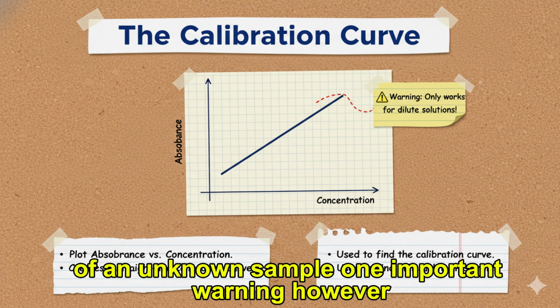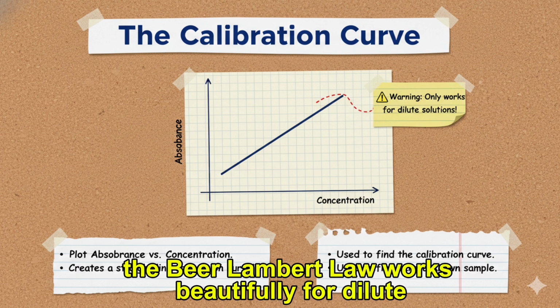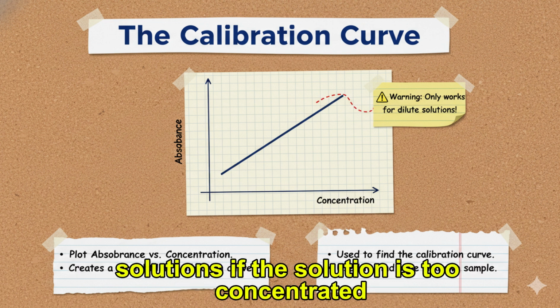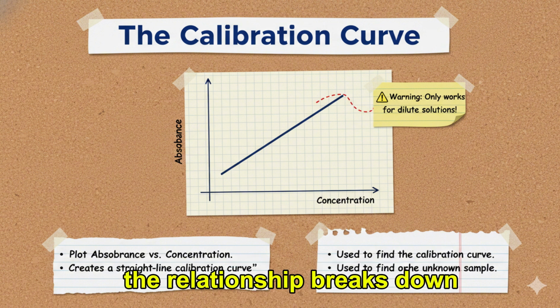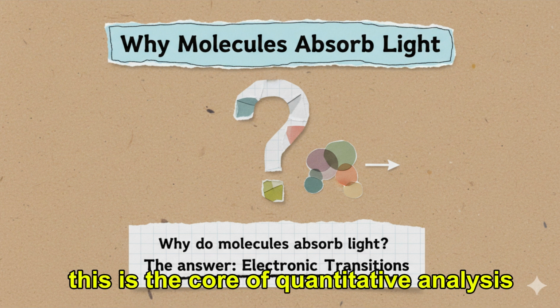One important warning, however: the Beer-Lambert Law works beautifully for dilute solutions. If the solution is too concentrated, the relationship breaks down and the line starts to curve. This is the core of quantitative analysis.